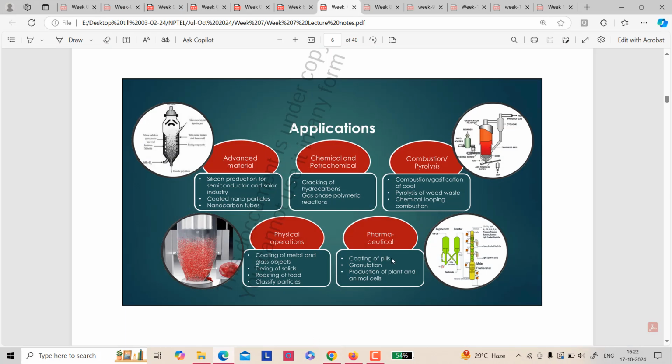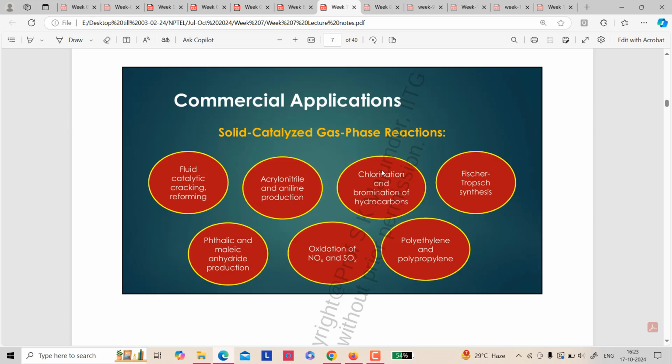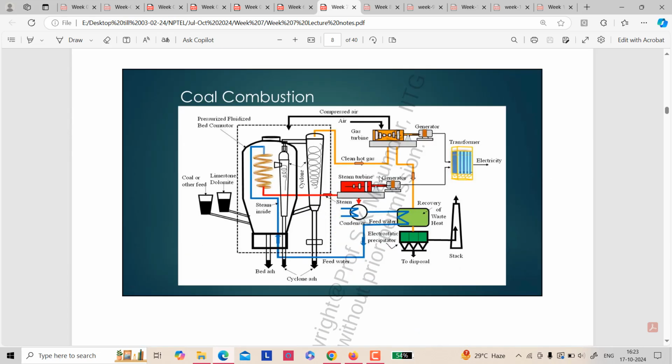So these are the applications of fluidized bed. These types of beds are also used in different kinds of industries. For physical operations, drying, for the pharmaceutical industry, combustion and pyrolysis industry, in hydrocarbon cracking and silicon production, everywhere it is used.